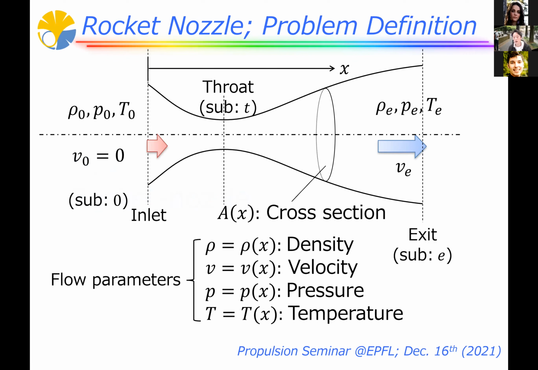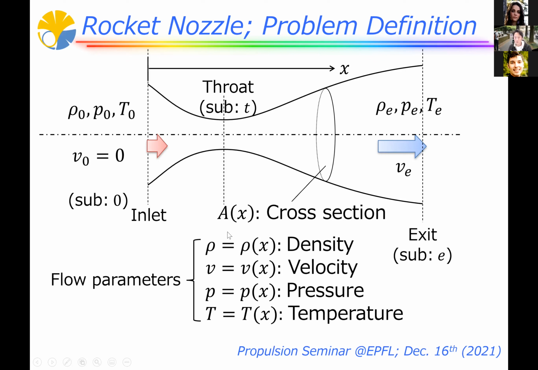It's called a 1D model. A rocket nozzle is a kind of tube with changing cross section, A(x). And the flow is coming from the left-hand side. That flow has a property of density, pressure, temperature, and velocity. And the right-hand side is the exit. And here the flow has a different density, pressure, temperature, and velocity.